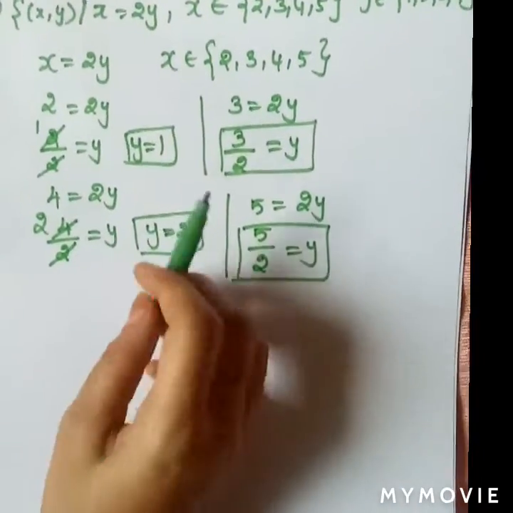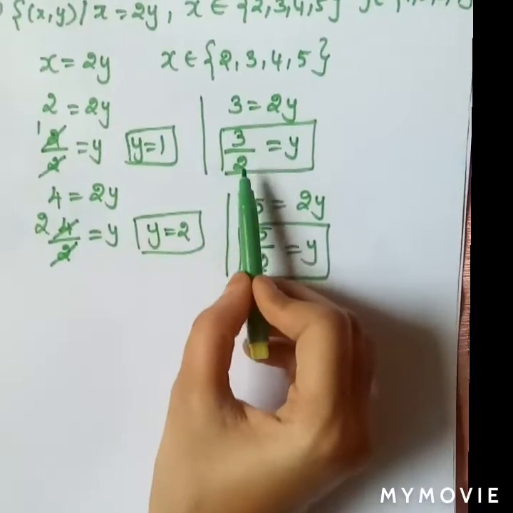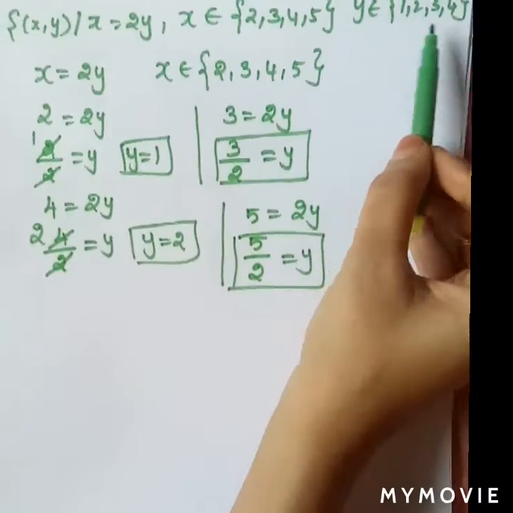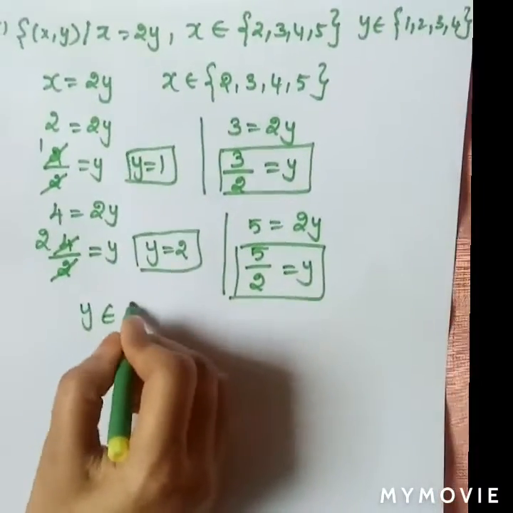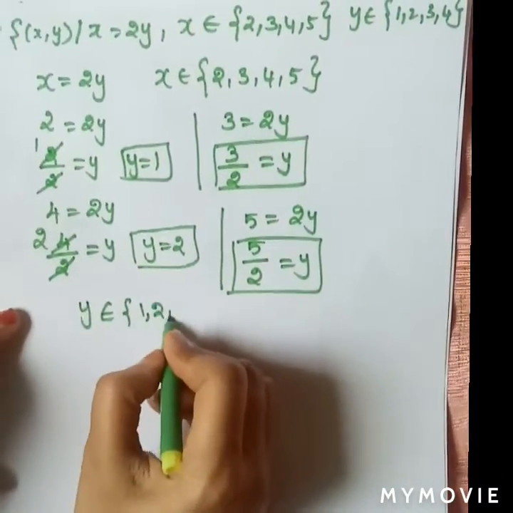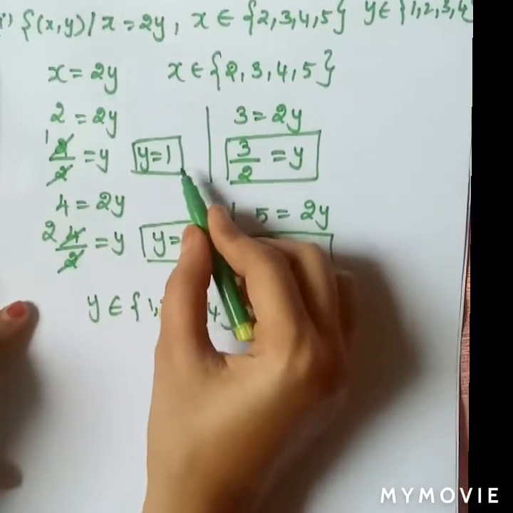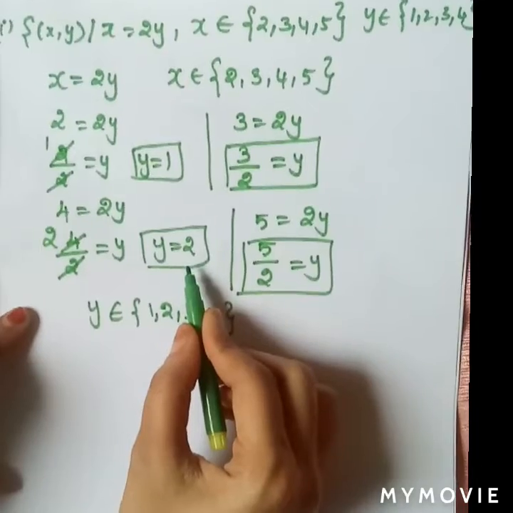Now check all the values. y equal to 1, y equal to 3 by 2, y equal to 2, y equal to 5 by 2. See your y belongs to term. y belongs to {1, 2, 3, 4}. See this set, which are the satisfying values? y equal to 1 and y equal to 2.